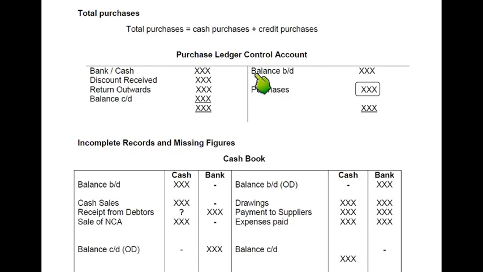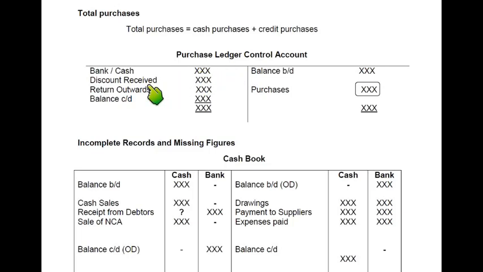So how do we calculate credit purchase? We need to make a PLCA. Purchase ledger control account is an account basically for creditors. So creditors is a liability. Opening liability, balance BD, will come on credit side. If balance BD is on credit side, balance CD will always be coming on the debit side, opposite side. So in PLCA questions, or especially in single entry scenarios, there are no minority or abnormal balances.